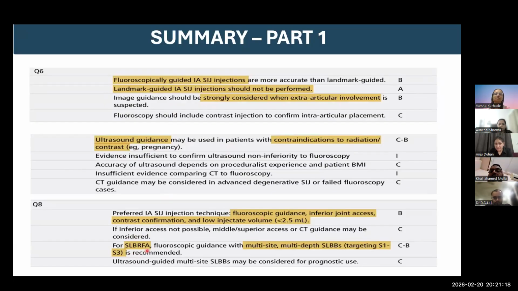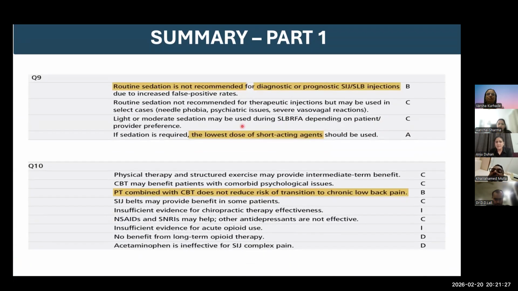For SLB RFAs, fluoroscopic guidance with multi-site, multi-depth sacral lateral branch blocks targeting S1 to S3 is recommended. Routine sedation is not recommended for diagnostic or prognostic SIJ injections or the sacral lateral branch block injections due to increased false positive rates. And if sedation is required, the lowest dose of short-acting agent should be used. Physical therapy combined with cognitive behavioral therapy does not reduce the risk of transition to chronic low backache.